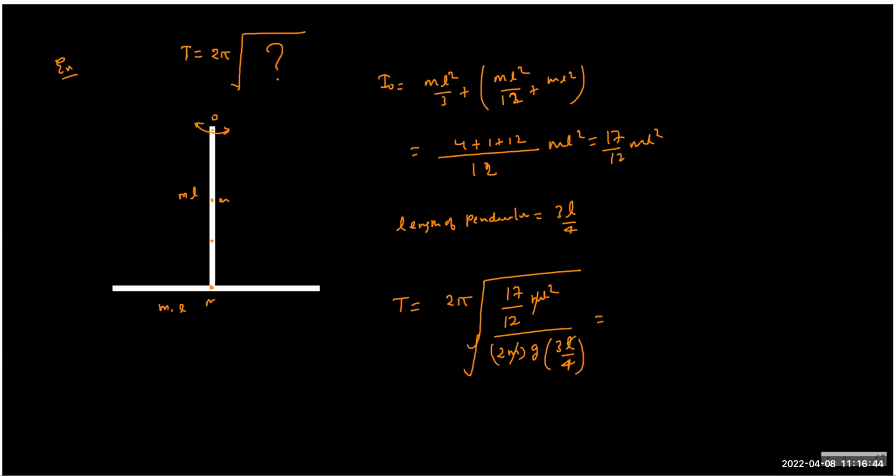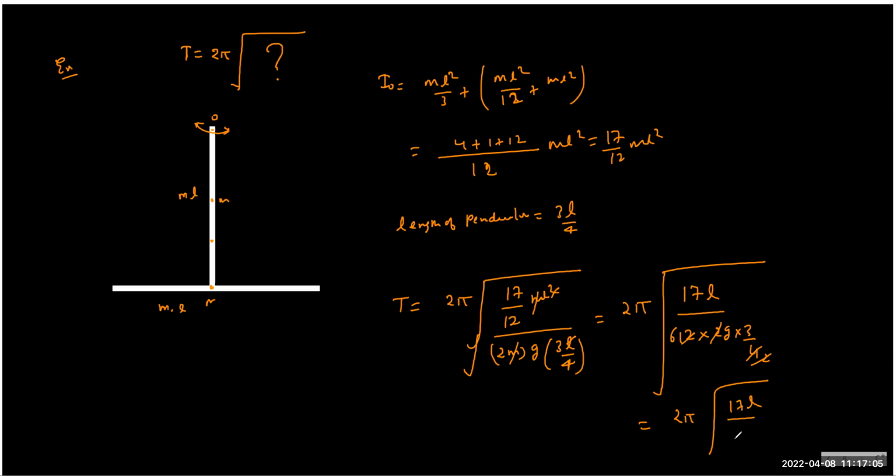So 2 pi under root 17L by 12 into 2g into 3 by 4. 2 2s are 4 and 4 3s are 12. So 17L by 18g. Yes, right. Very good.